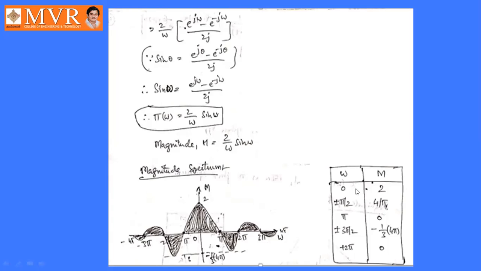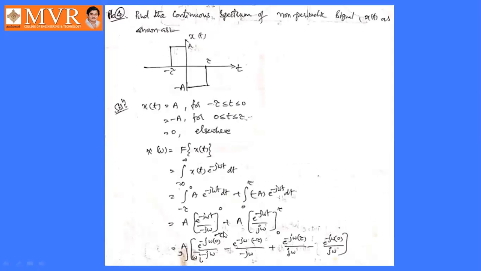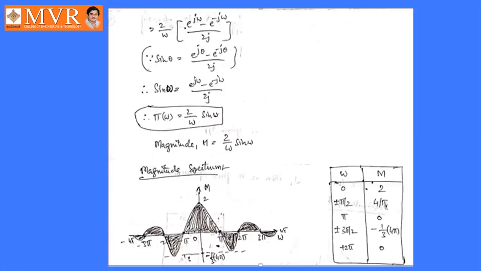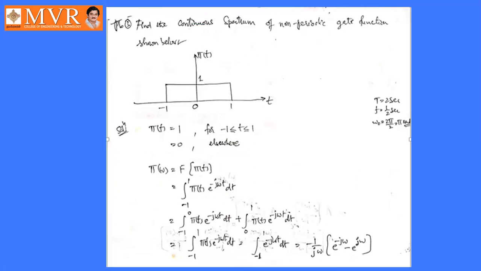So by taking different values of omega and simply substituting these omega values in this expression, we will get the magnitude spectrum values like this. For these values, we can draw the spectrum. Okay, that is about the phi of t equal to 1 function.